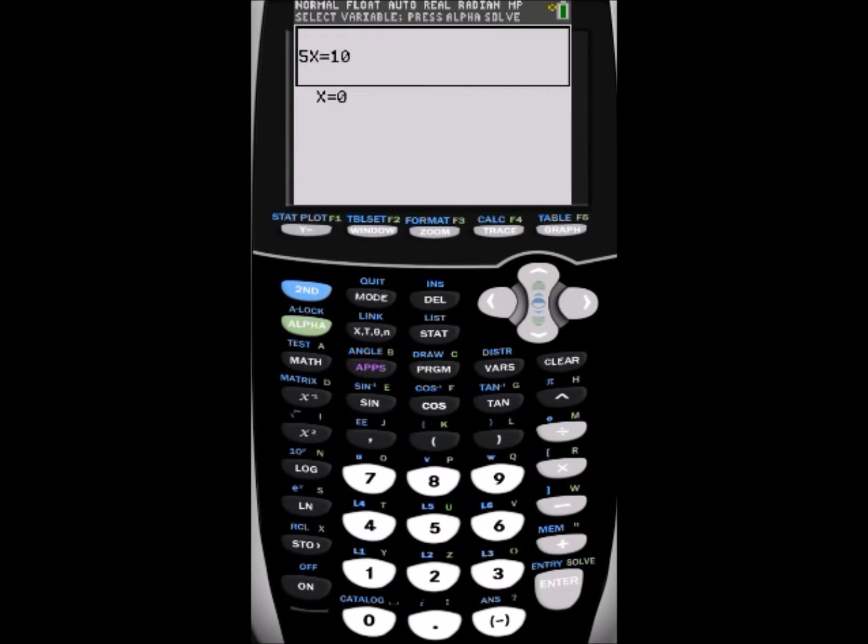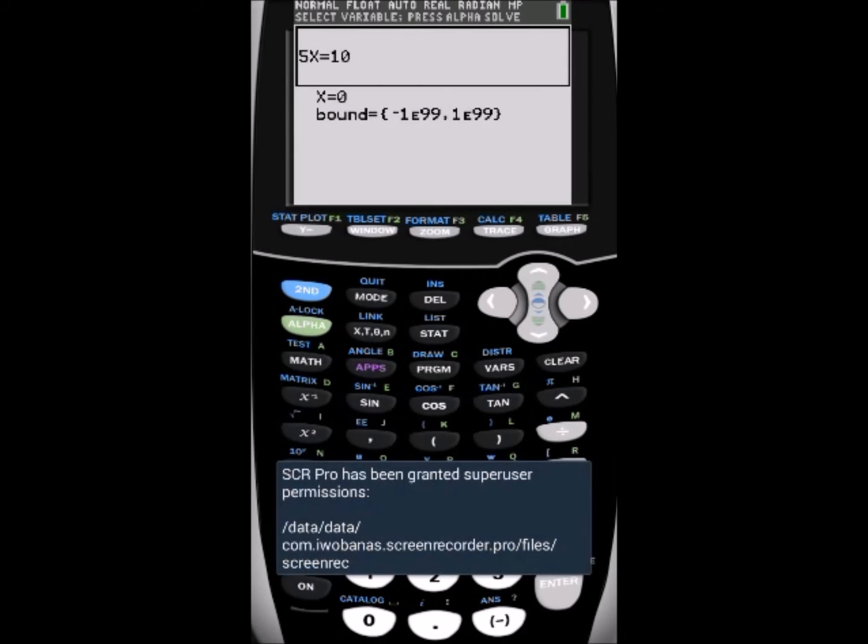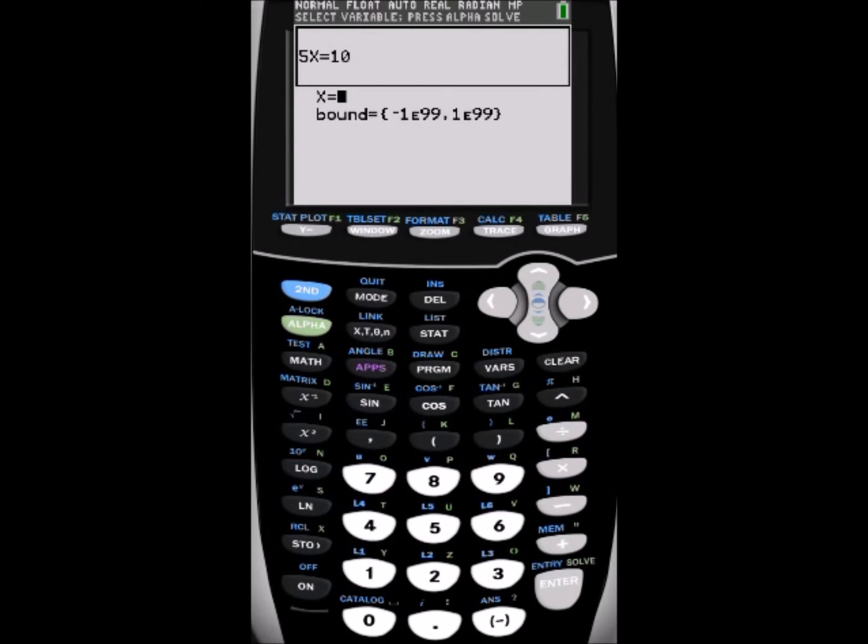And then once you get to this page, you want to make sure the bound is negative infinity to infinity like that. And you want to make sure x equals 0 like that. And then you want to hit alpha, solve. And as you can see, it comes up with x equals 2.